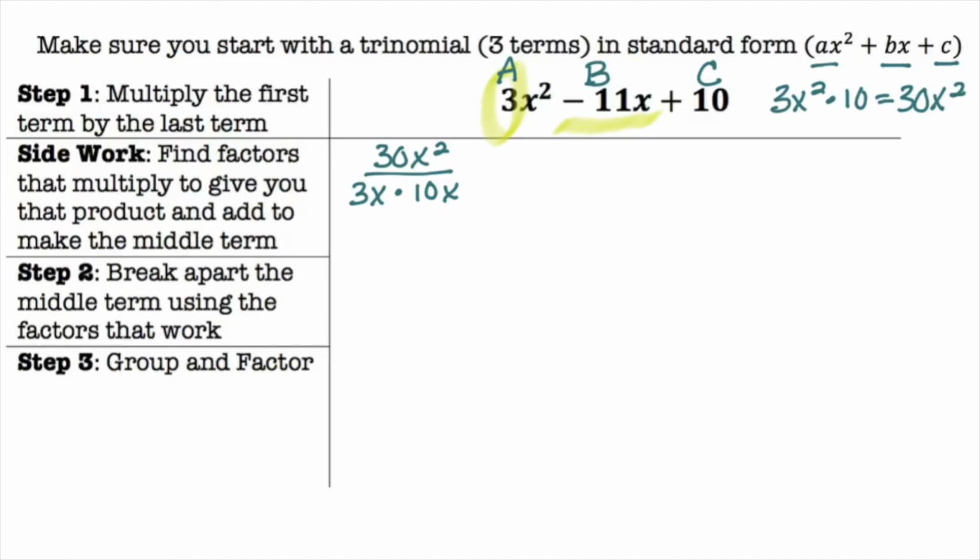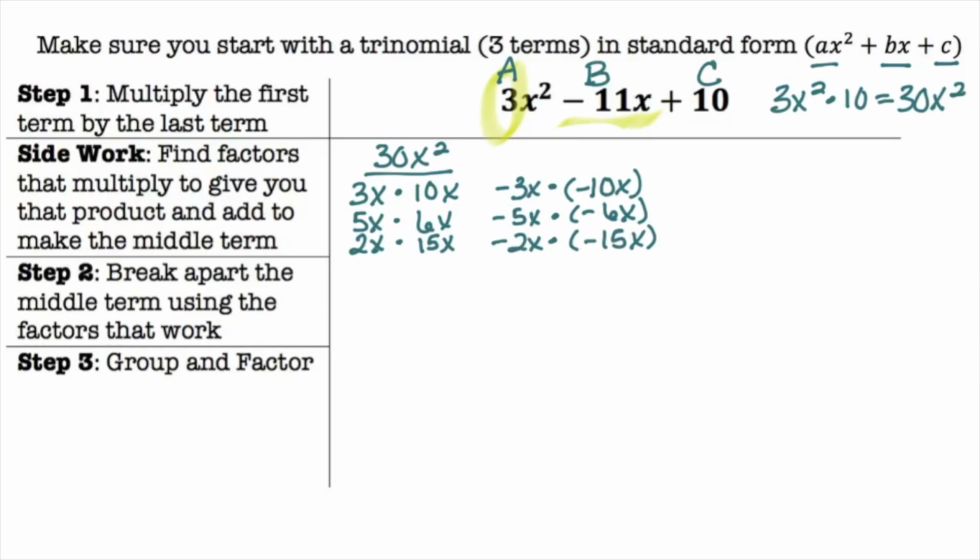So we have 3x times 10x, 5x times 6x, 2x times 15x. And then you also have to do the negatives too, because remember we have to add to be negative 11. So we're going to have to do all the combinations of multiplying to equal 30x squared. So you also have negative 3x times negative 10x, negative 5x times negative 6x, and negative 2x times negative 15x. So now we're going to add all of those pairs together to see if we get to negative 11x.